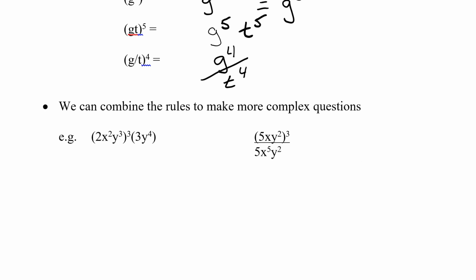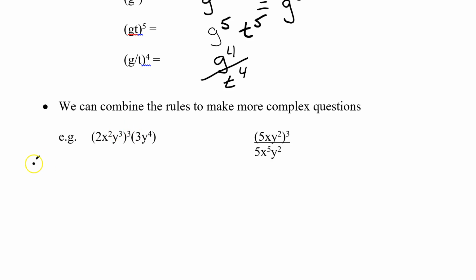I've got 2x squared y to the 3rd, all to the power of 3, times 3y to the 4th. So the first thing you're going to ask yourself is, what do you see here? Well, I do see I've got an exponent, or power to a power, so I'm going to have to work with that. And I do see here that I've got some multiplication. So the first thing I'm going to do is take the power of 3 to each idea inside the brackets, to the 2, to the x's, and to the y's.